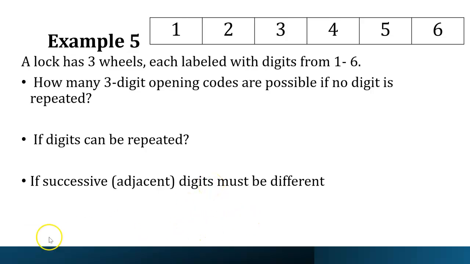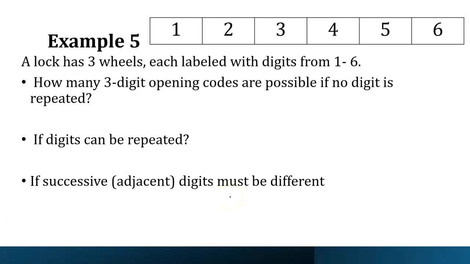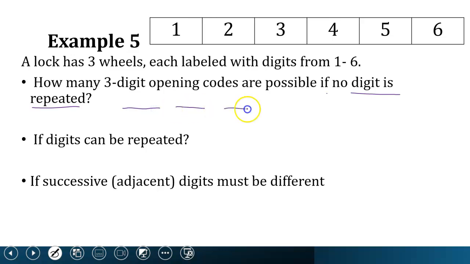Example 5, we're going to use the counting principle. A lock has 3 wheels, each labeled with 6 digits from 1 to 6. So not 0. So I have it listed. Our choices are at the top. How many 3-digit opening codes are possible if no digit is repeated? So I have 3 digits and they cannot be repeated.